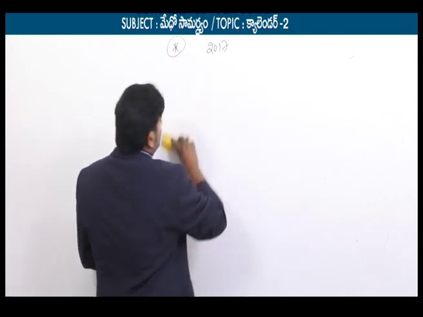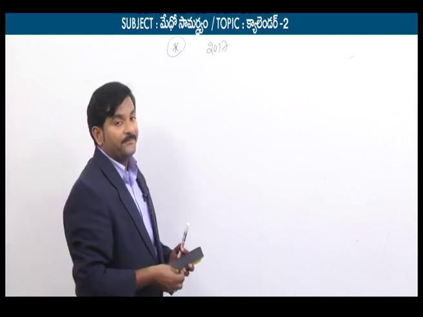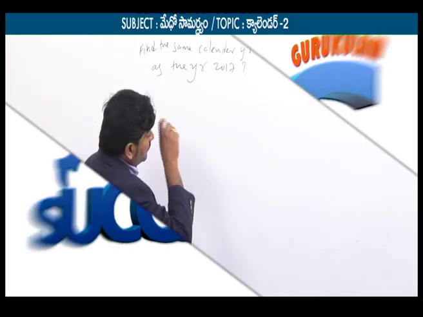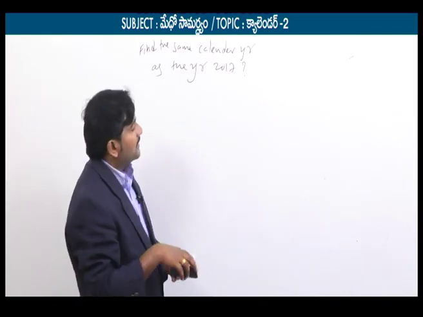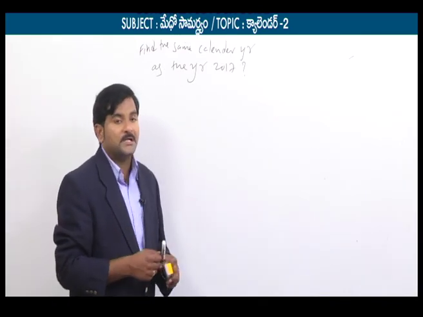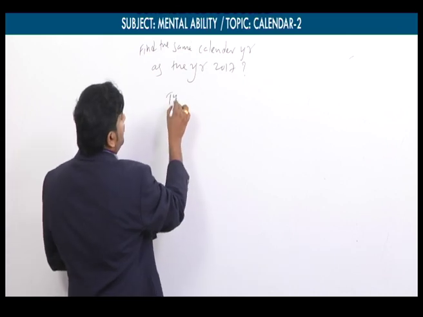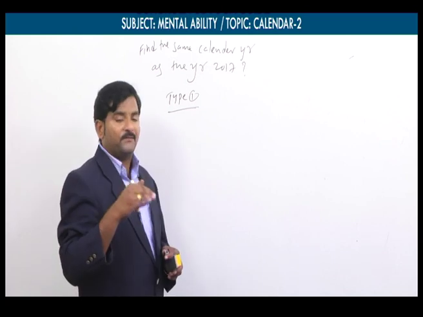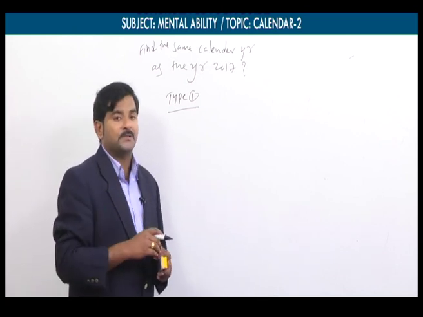For example, what is the question? Find the same calendar year as the year 2017. So now before starting the solution, I told there are 2 types. Now we will focus on type 1. There are 3 points in type 1. We will discuss these 3 points. Then again for one problem we will discuss type 2 also. Okay, no issue.